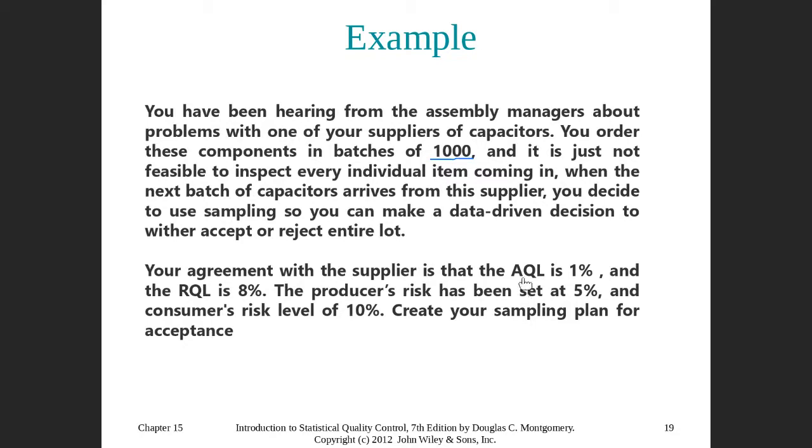He agreed with the supplier. So the consumer and the supplier agreed to have an AQL of 1% and an RQL of 8%, and the producer risk will be 5%, and the consumer risk will be 10%. So those values are given to you with the batch size, and you are asked to find the sampling plan.